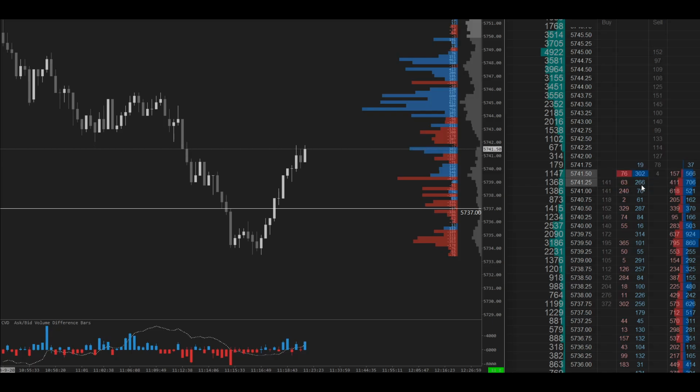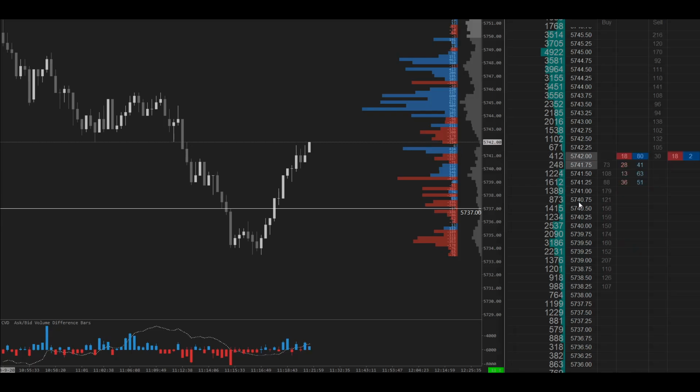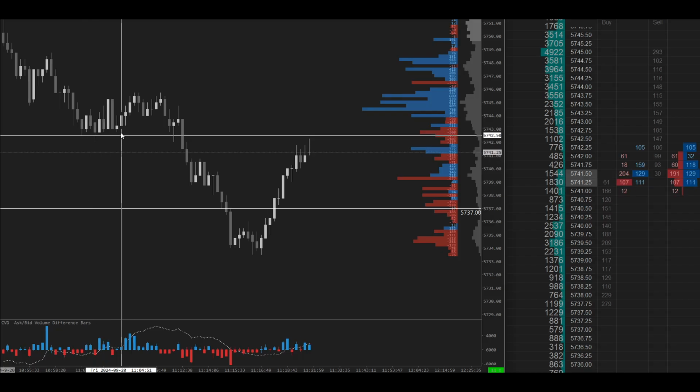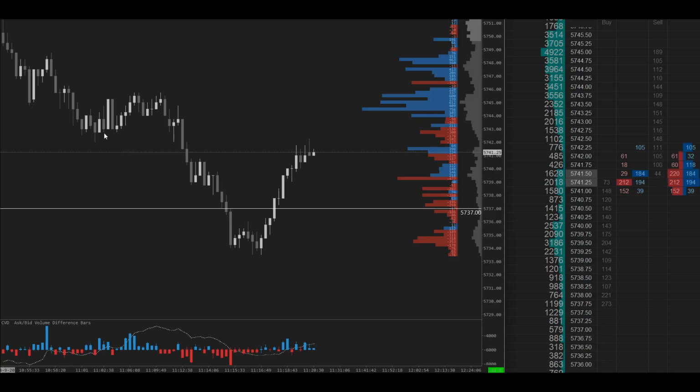See all the aggressive buying on the DOM here. I'm going to go ahead and reset the DOM. I like to do that sometimes, especially in this spot. I want to see how it starts to react. Resistance becomes support becomes resistance. So I want to see how it trades into that, because it could reject off that and go back for the lows again, or even put in a new low.